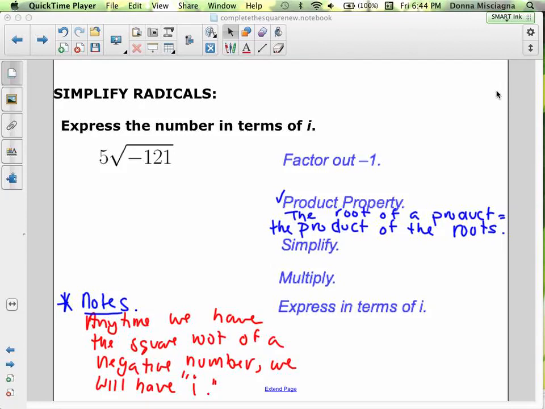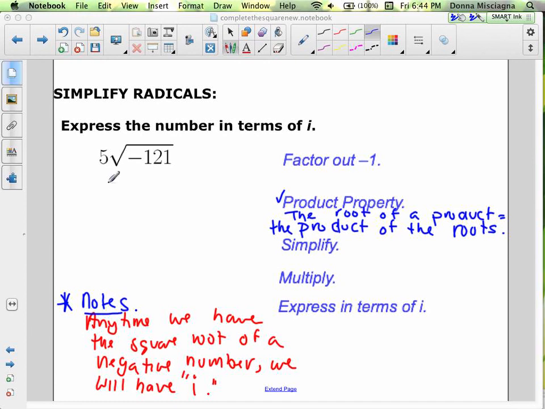Welcome back. So now let's simplify some radicals. All right, so we have 5 times the square root of negative 121. Now we could rewrite that radical using the product property. We could rewrite that as the square root of 121 times, you can put parentheses if you want, times the square root of negative 1.